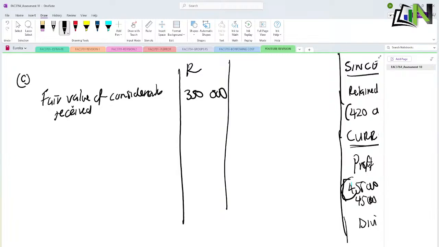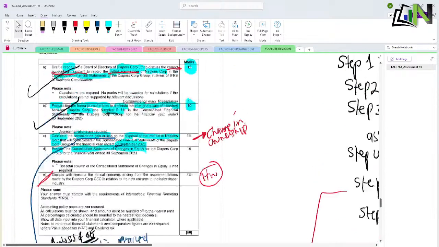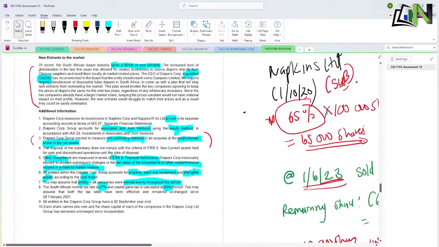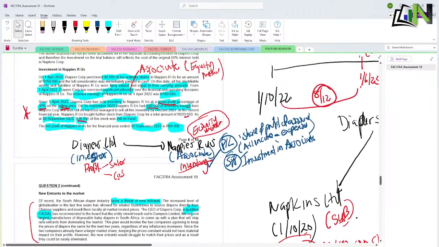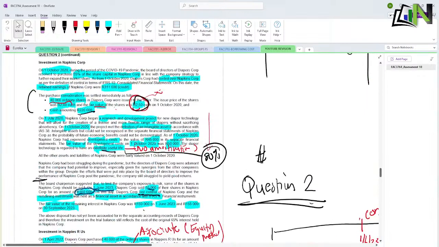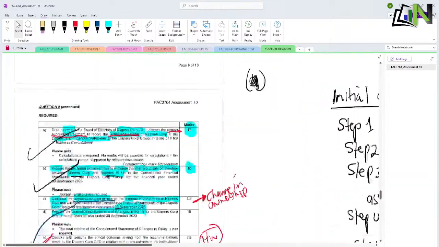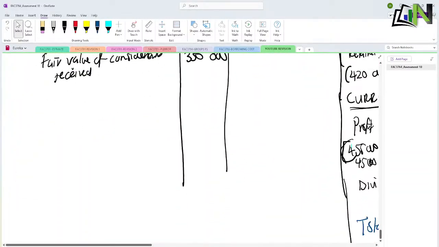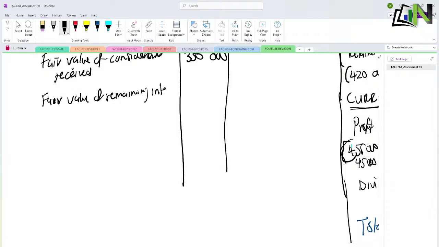Then the fair value of the remaining interest, which is going to go to your retained earnings. Where is that? We read it just now. Yeah. So the fair value of the remaining interest is 150,000. Okay. Then fair value of remaining interest, 150.